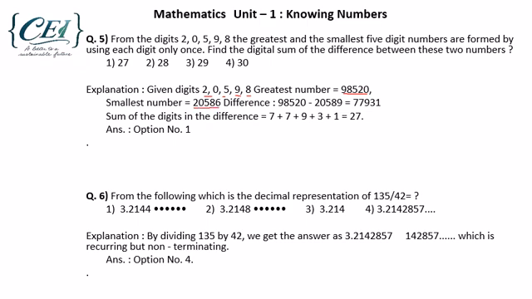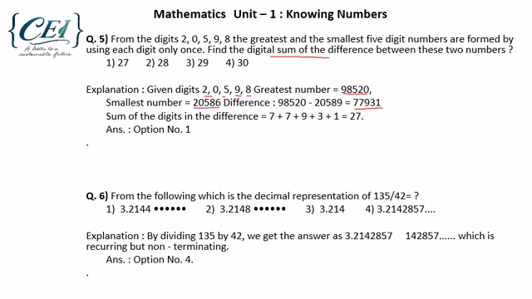20586 is the smallest number. The difference between the two is 77931. Now find the digital sum of the difference. The difference is 77931, and digital sum means we have to add the digits.